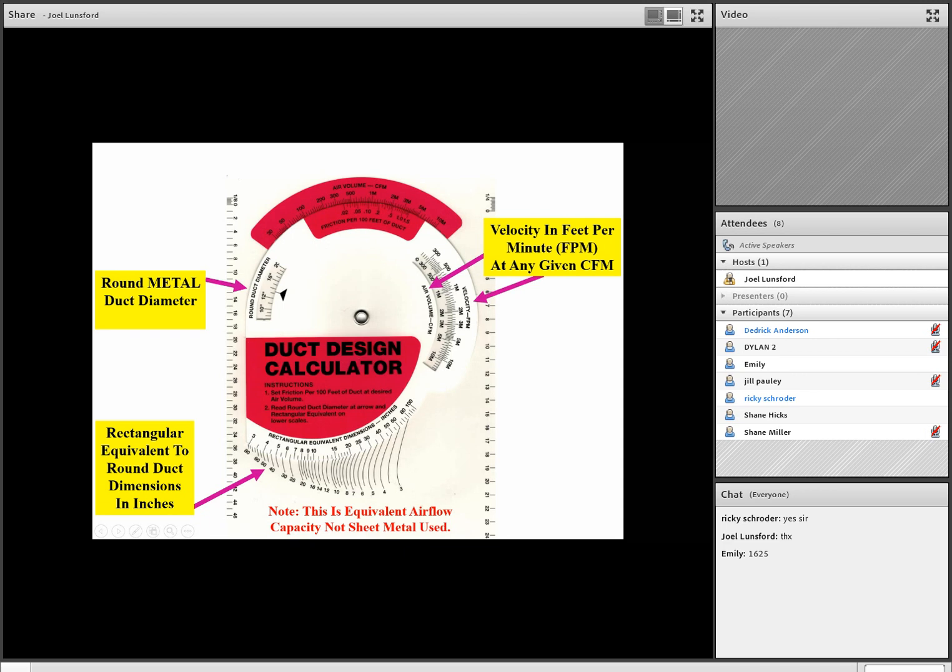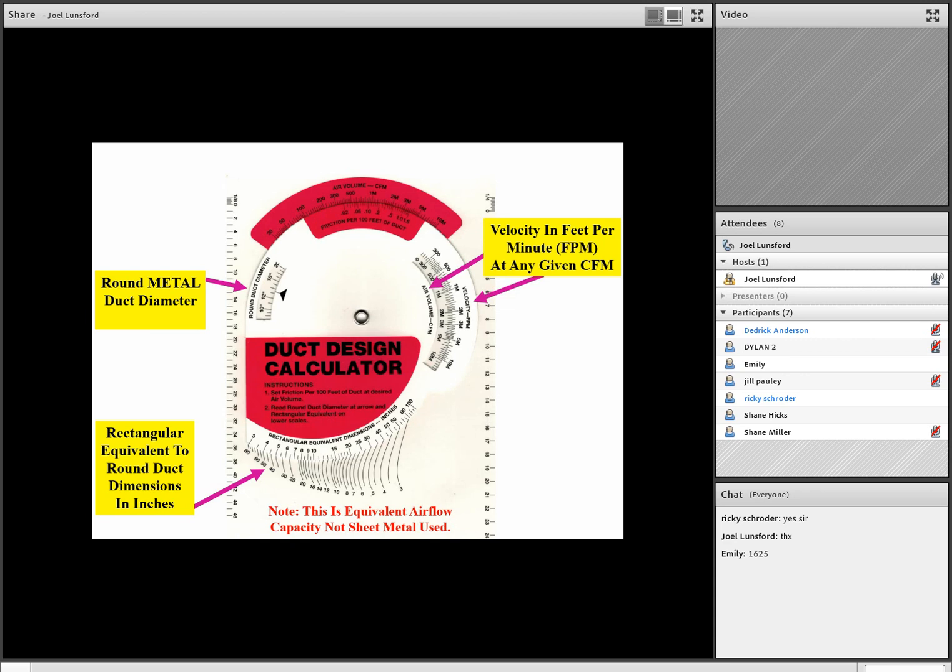So it's important that we understand the duct calculator not only gives us a velocity and CFM relationship, it gives us a round metal duct diameter to deliver that CFM, but it will also give us an equivalent rectangular duct size in case we have some sort of construction constraint and can't get the round duct in there. So in our example, a 10 by 15 or maybe a 20 by 7.5 would give us an equivalent airflow capacity of that round metal duct.